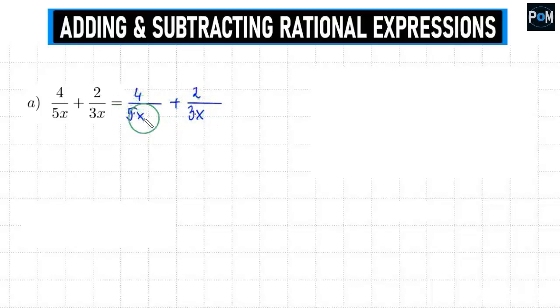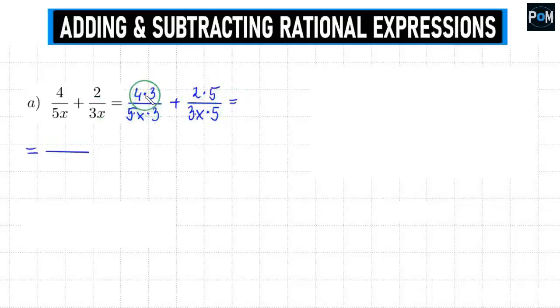But in this first fraction at the bottom, we have 5 and x, so we are missing 3 from this denominator. So here we multiply by 3. But since I multiplied by 3 at the bottom, I also have to multiply by 3 at the top. So I add a 3 at the top and bottom. And in this fraction, I have 3 times x, so I'm missing the 5 here. Therefore, I also multiply by 5 at the bottom and also at the top.